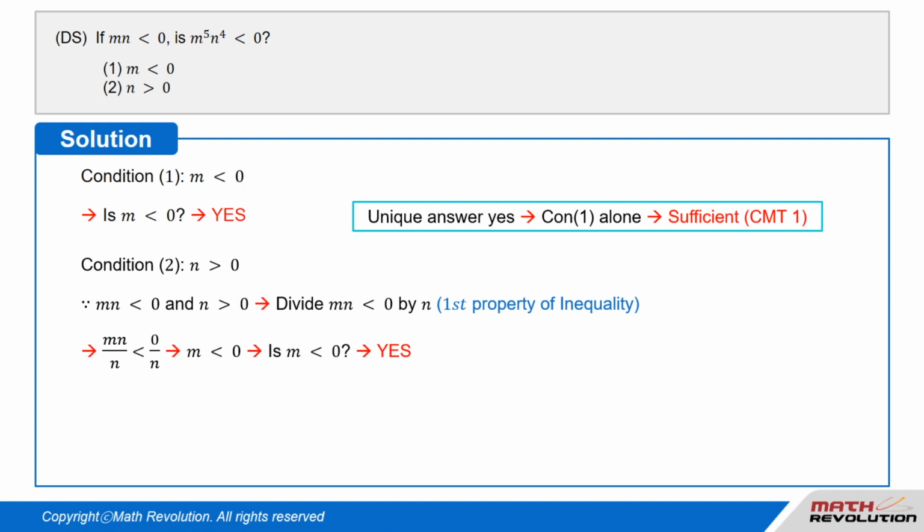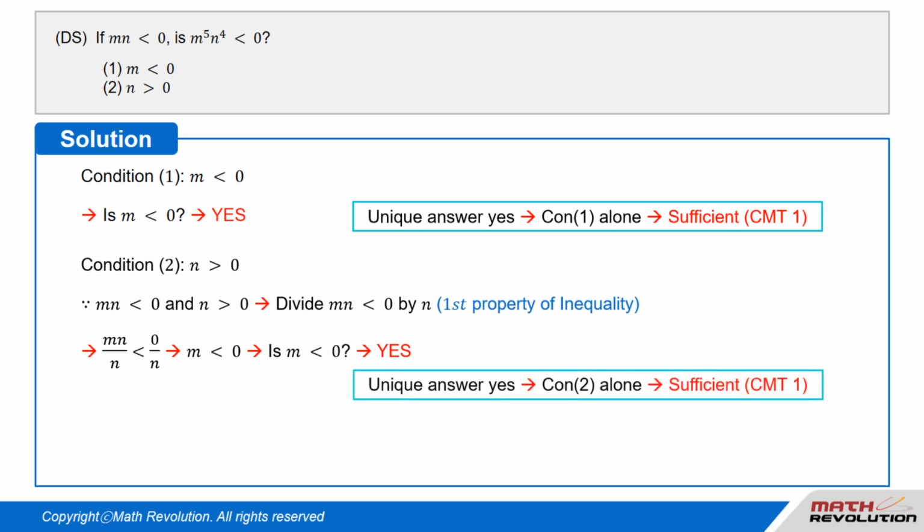Condition 2 tells us that n is greater than 0. We know that m times n is less than 0, and since n is greater than 0, we can divide the inequality m times n is less than 0 by n, so we get m times n over n is less than 0 over n, or m is less than 0, by the first property of inequality, which is the positive rule in inequality. The answer to the modified question, m less than 0, is a unique yes. So the condition is sufficient according to CMT1, which means that the answer will be in terms of a unique yes or no.